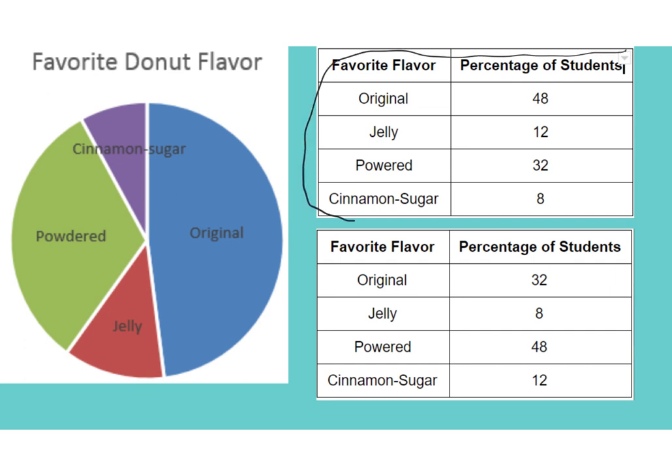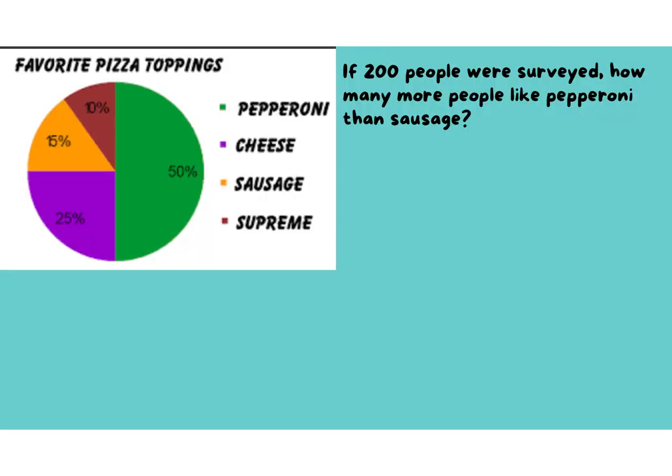But before I go ahead and move on to the next one, I'm just going to double check the other numbers just to make sure. So it looks like powdered is the next biggest, which fits our table. Jelly looks a little bit bigger than cinnamon sugar, which matches our table as well. So I'm going to go with this top table as our answer.